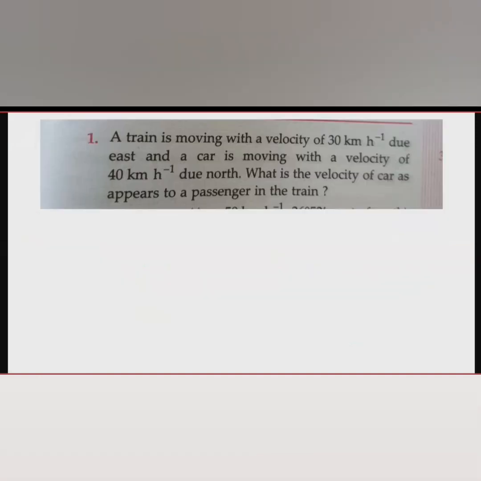Let's come to the next question. A train is moving with a velocity of 30 km per hour due east. So the train is moving due east with a velocity of 30 km per hour.